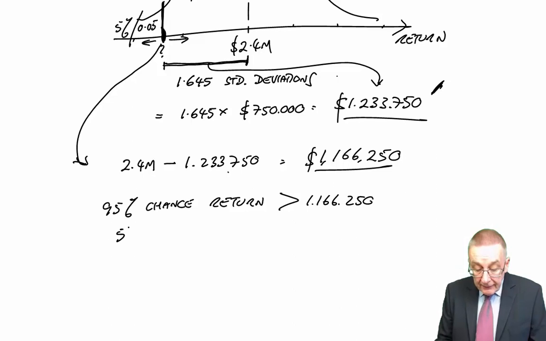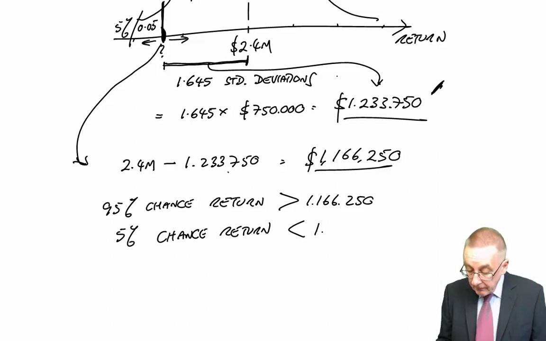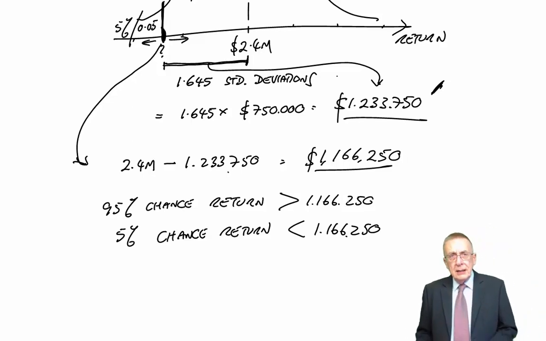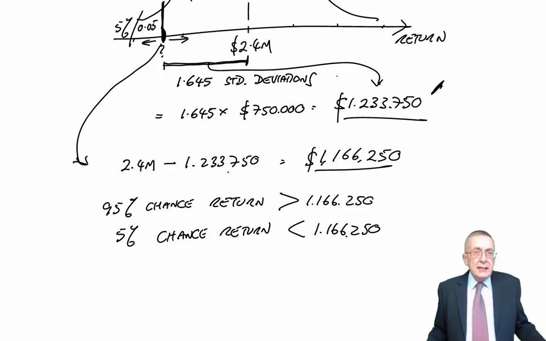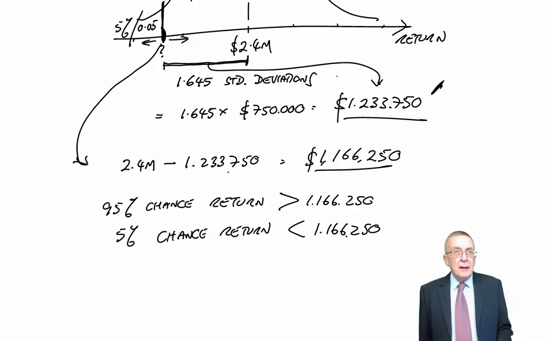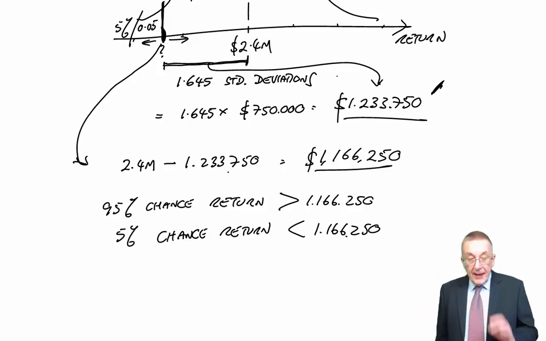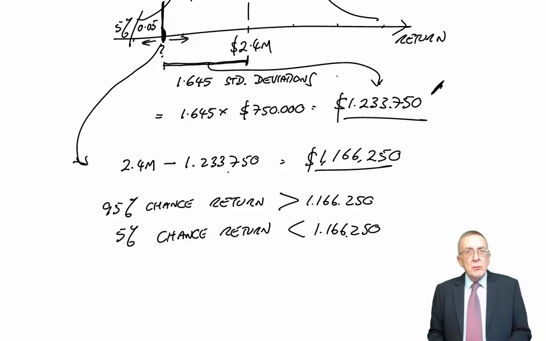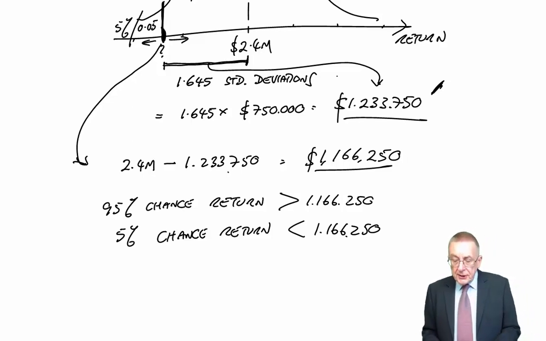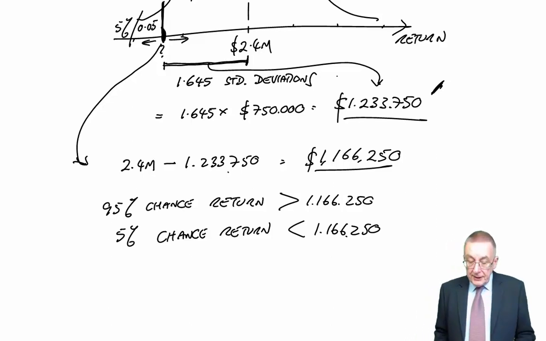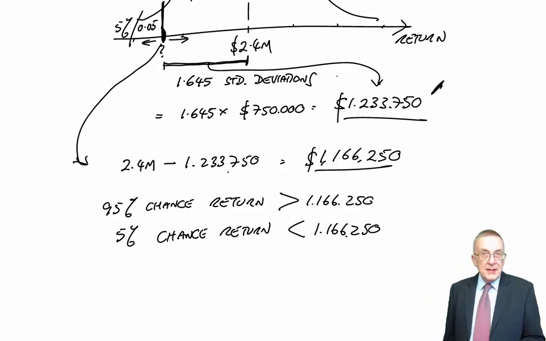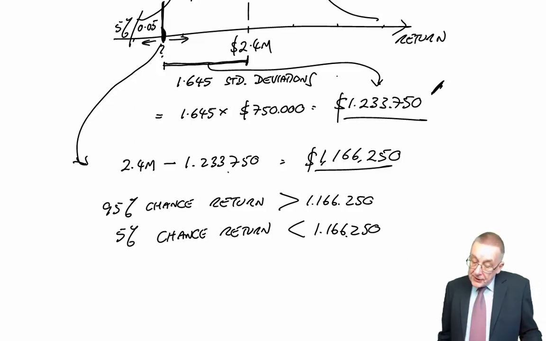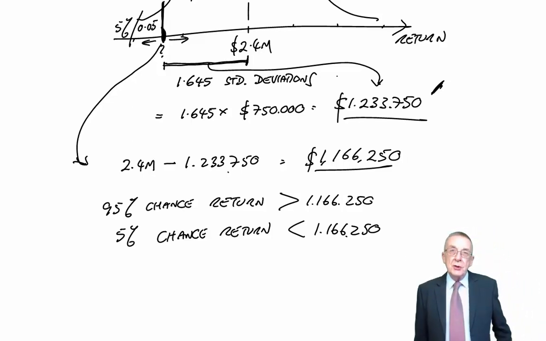There's only a 5% chance that the return will be lower than that figure. So it can happen, but we've set our cutoff. We decided on 95% because perhaps we feel that the chances of it being that low are almost impossible. We're prepared to take the risk. We'll base any decisions on the fact that we're confident that it'll be more than 1.166 million. We're never certain, but we're 95% sure that it will be.